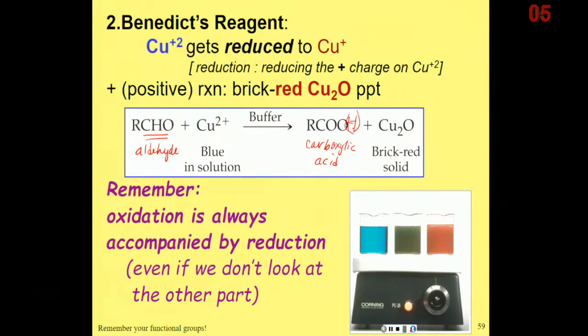It's just that it's a basic solution, and these things are done in basic solutions to make them work. And so you can see some interesting color changes from the nice copper 2 to the copper 1 in the picture shown at the bottom. The green must be the half, somewhere in between the two.